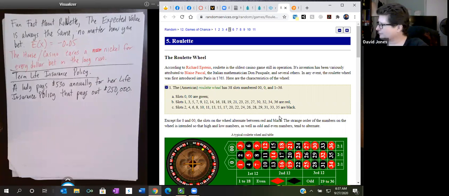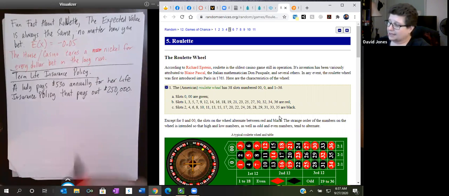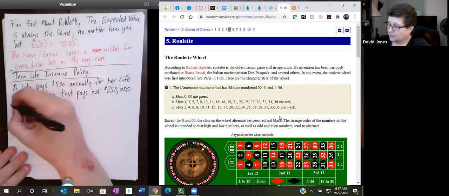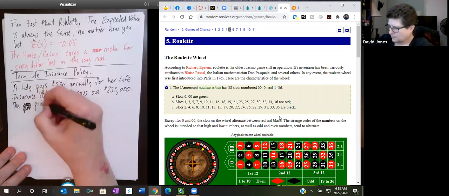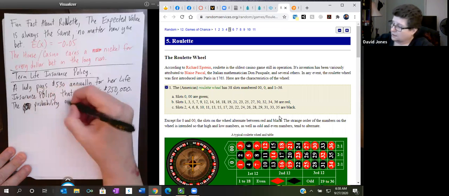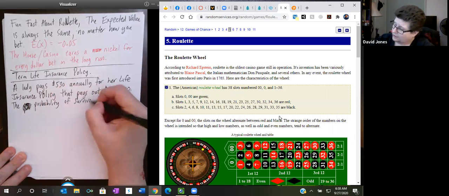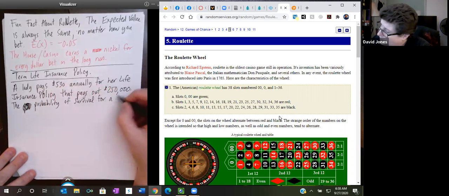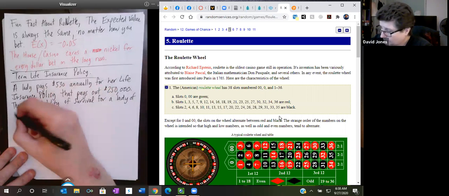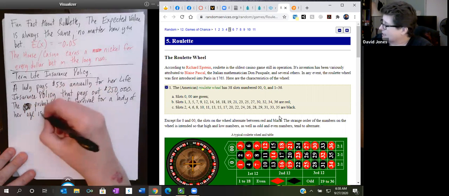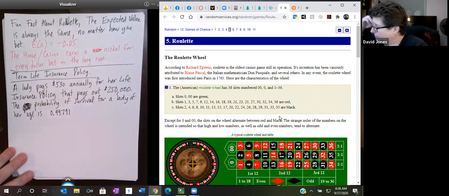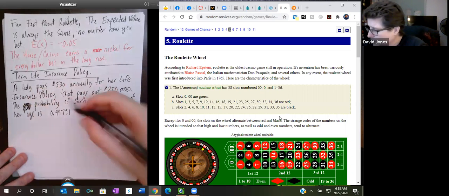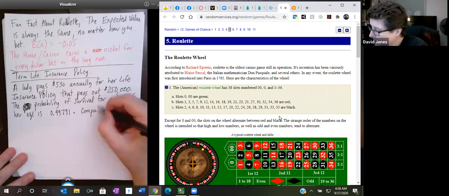Life insurance policies are different for different categories of people. And let the probability of survival for a lady of her age bracket, with her conditions, be 0.99791, highly likely to live. What we're going to do is compute the expected earnings for the company.